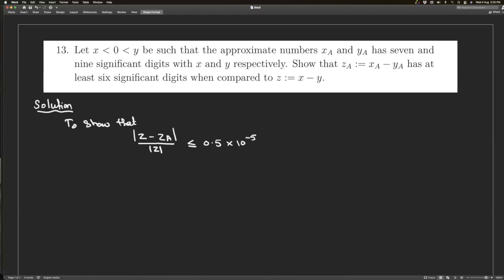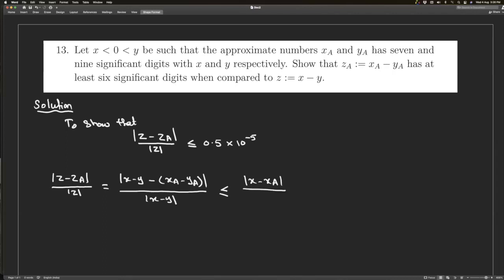Let's calculate |z minus za| divided by |z|. That is going to be |(x minus y) minus (xa minus ya)| divided by the true value |x minus y|, right? That is just the definition, and this can be written as |x minus xa| divided by |z| plus |y minus ya| divided by |z|.